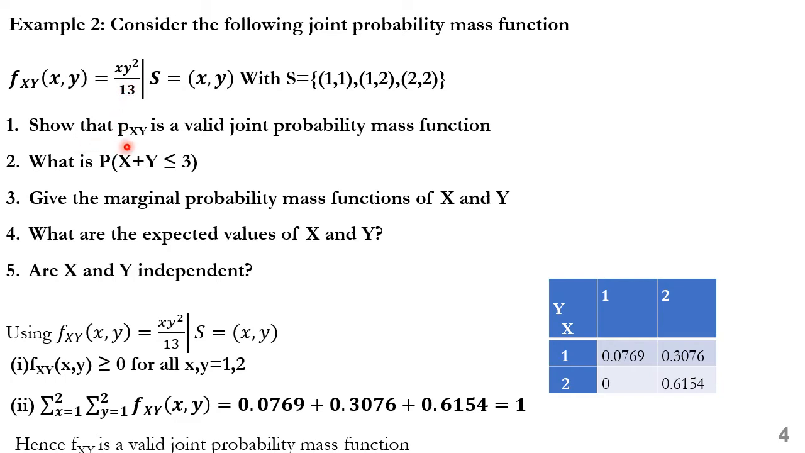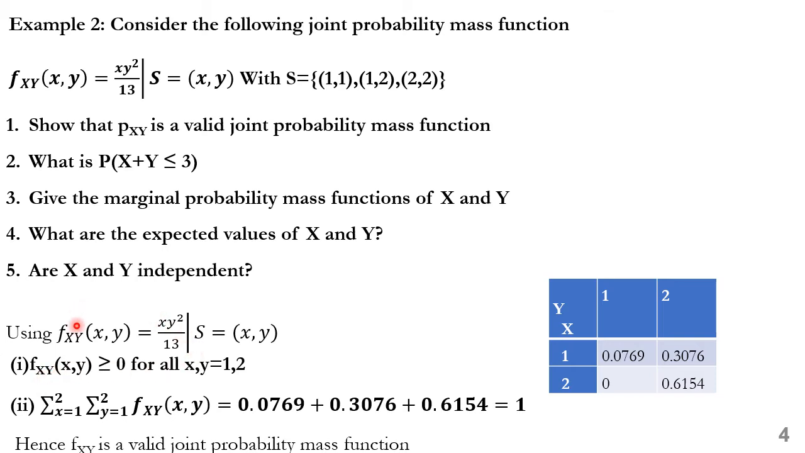Show that the P of x y, which we have called fxy, is a valid joint probability mass function. What is the probability of x plus y less than or equal to 3? Third one, give the marginal probability mass functions of x and y, and what are the expected values of x and y? Are x and y independent? These two, we will be looking into a little later, but we'll solve the first two in this particular problem.